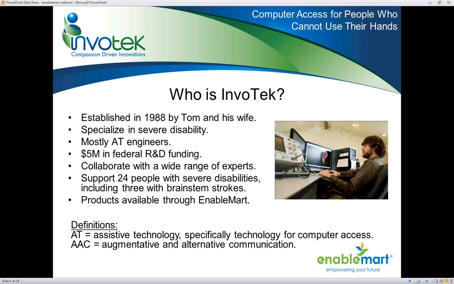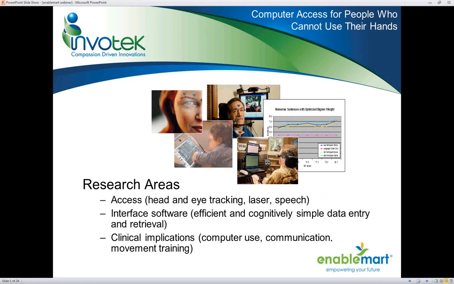Two quick definitions. We're assistive technology engineers, AT engineers. Assistive technology is a broad field, but today we're specifically talking about technology for computer access. And then we'll also talk a little bit about augmentative and alternative communication, AAC. That's communication for people who are unable to use their speech to communicate. So how do we augment what they have? How do we find an alternate communication path? And so that's what those 2 little mnemonics mean.